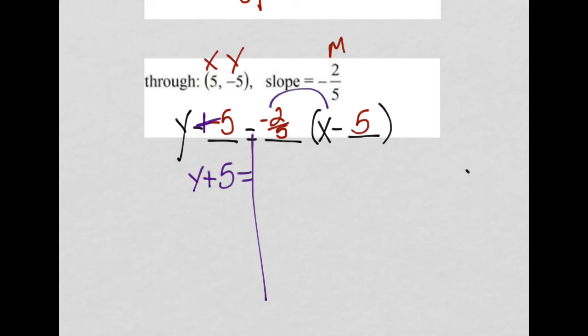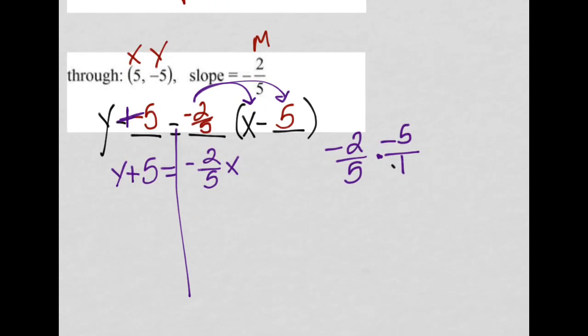equals negative 2 over 5 times x, which is negative 2 over 5x, and negative 2 over 5 times negative 5. So when I do that, I can put it in my calculator as negative 2 divided by 5 times negative 5, or I can do it by hand. Negative 5 as a fraction is negative 5 over 1. And multiply across. Negative 2 times negative 5 is a positive 10. 5 times 1 is 5. 10 divided by 5 is a 2.